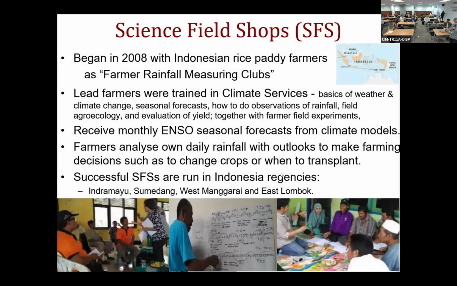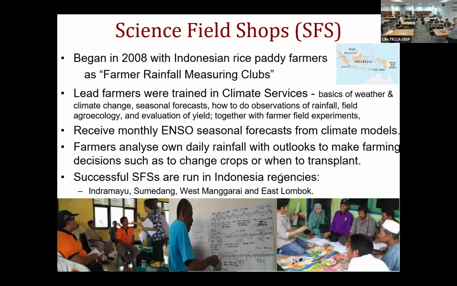Okay, so the other topic that we're looking at is the farmers' field shop. They're called science field shops. These are similar, probably you know about farmer field schools or climate field schools, and some of those were born in Indonesia. But the difference here is that there's a commitment from the scientists and from the extension to continually be there with the farmers on a monthly basis. So that's quite a lot of work, but it's been able to be sustained.